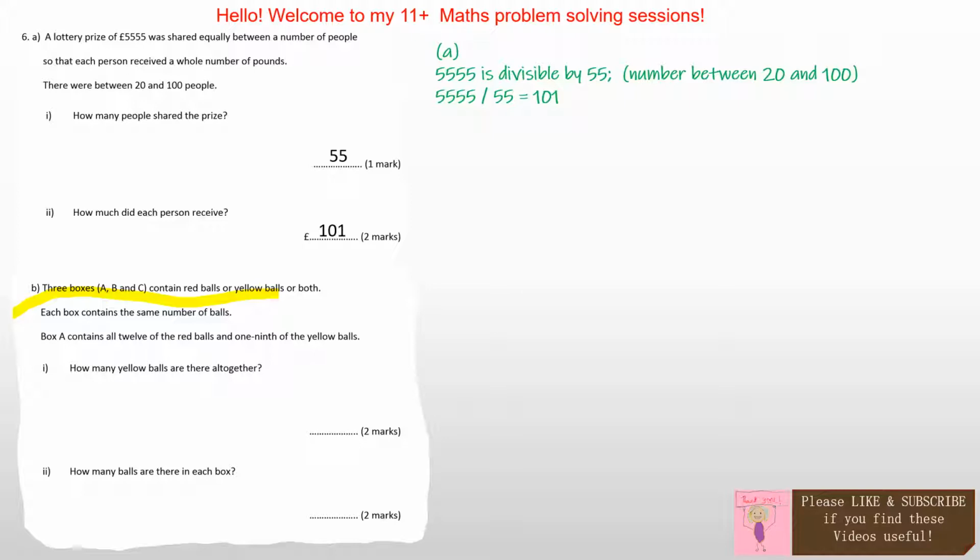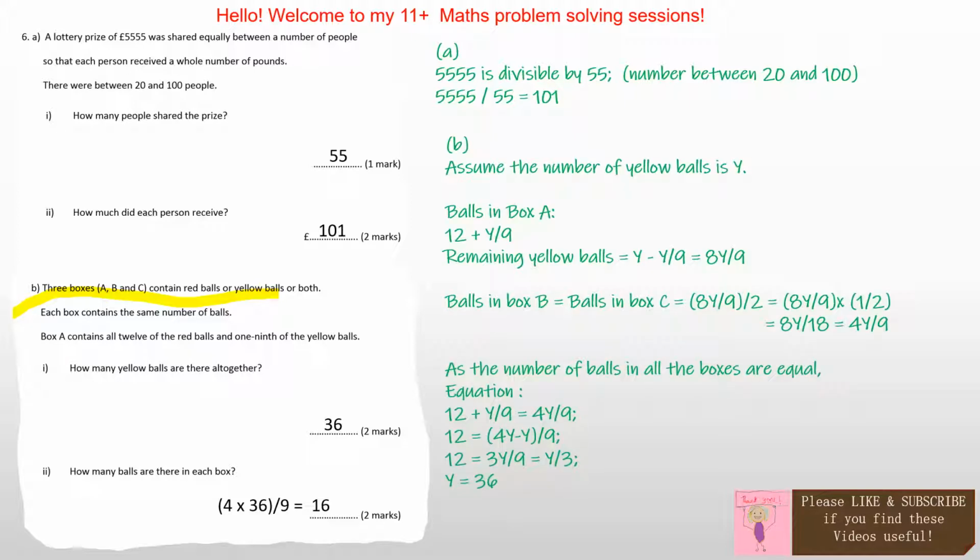Box A has 12 red balls, so we will try to form an equation and then solve it. That's the easiest way to go about these kinds of problems. So we will assume that the number of yellow balls is y. The number of balls in box A is 12 red balls, so it's 12, and 1/9 of the yellow balls, so y out of 9. The remaining yellow balls are y minus y/9, which is 8y/9.